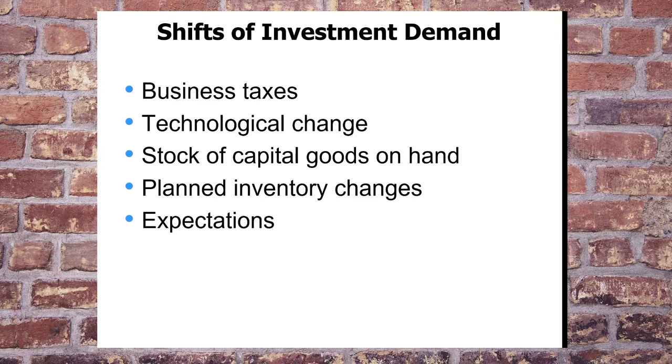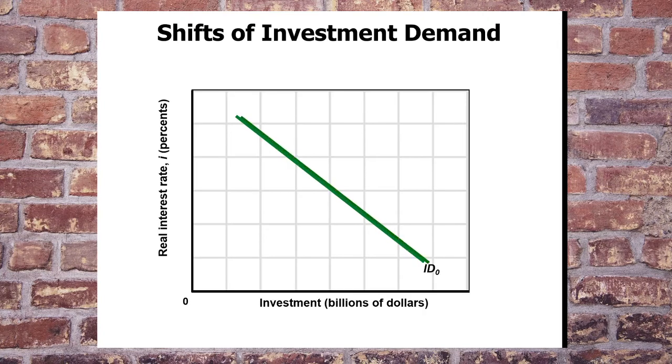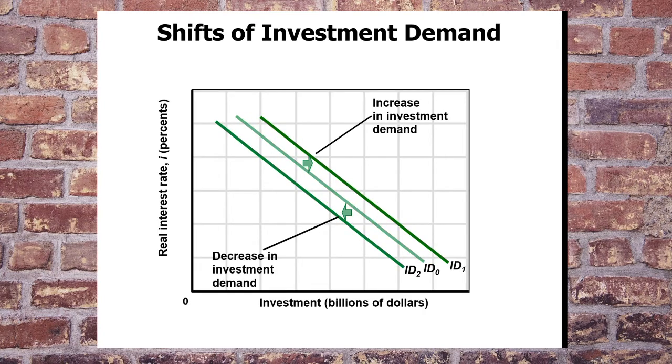If firms expect things to be better in the future, they will invest more in capital today. I do not have to say investment in capital means firms buying tools and machines, right? Okay, shifting to the right is an increase in investment demand. Shifting to the left is a decrease.